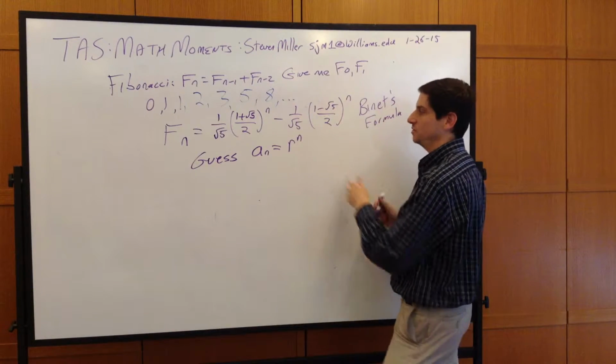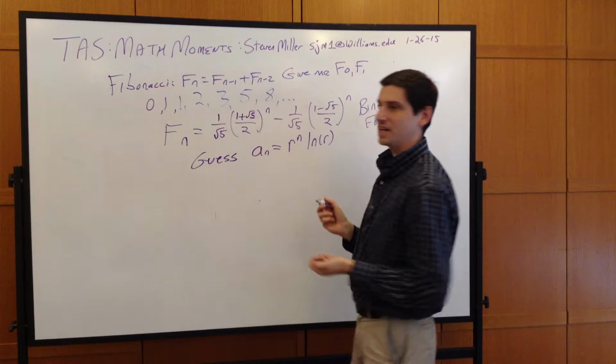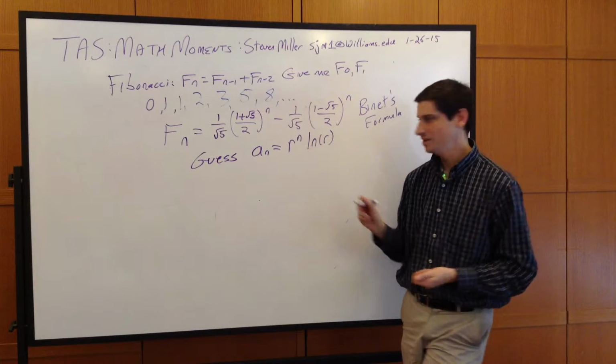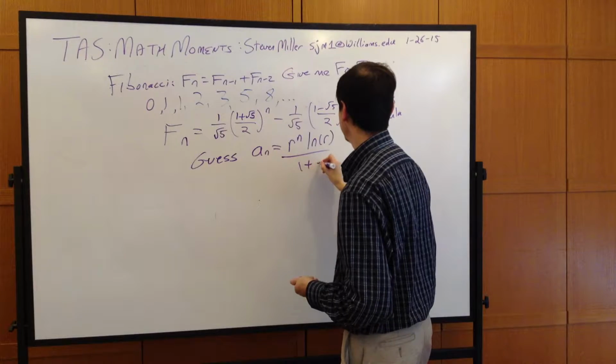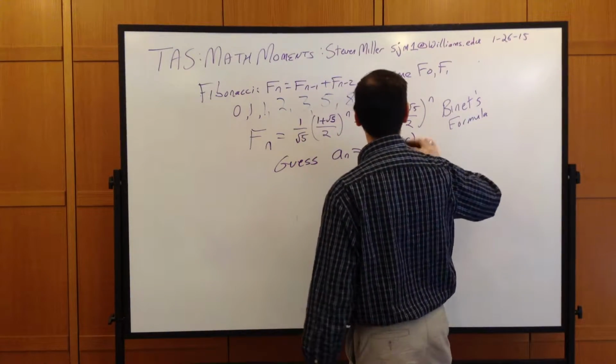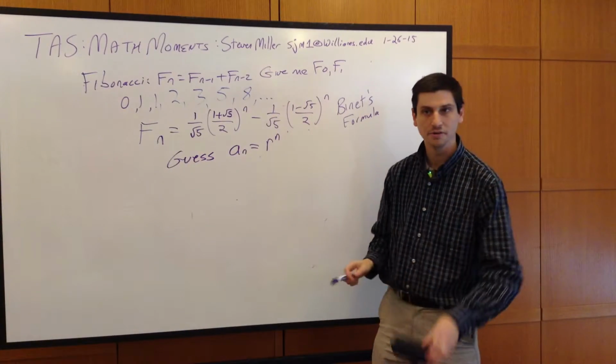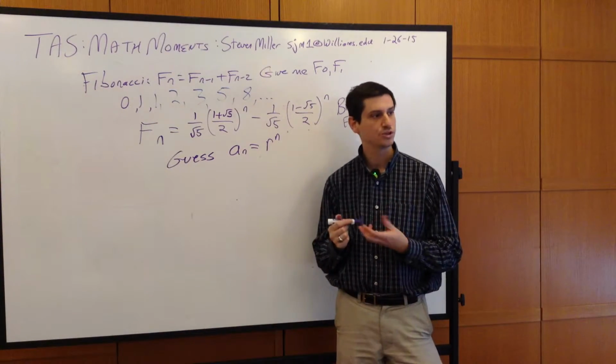Now, there could be other terms. It could be, unfortunately, maybe it's r to the n times natural log of r, something like that, which would be a nightmare. Maybe you even have something like 1 plus e to the minus something. You could have some ghastly something like that. Hopefully, that's not going to be the case. But from what we saw before, it's not a bad idea to just guess maybe a_n equals r to the n. It's consistent with what we saw.